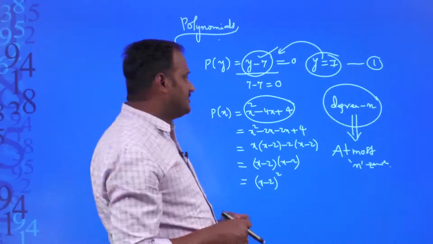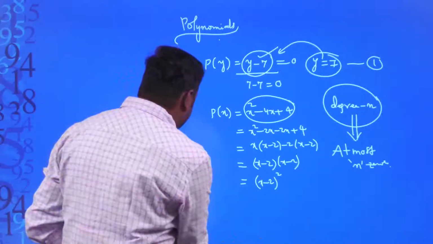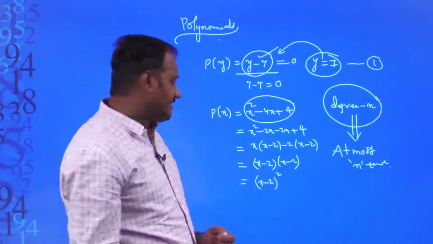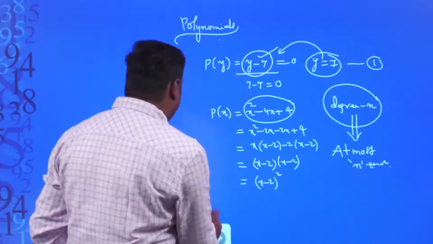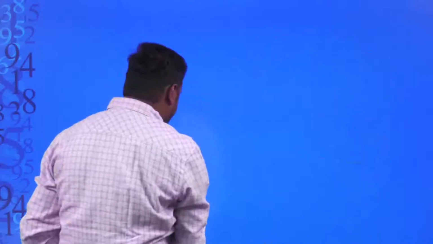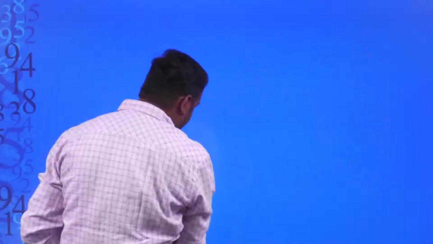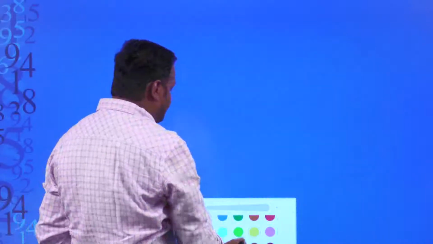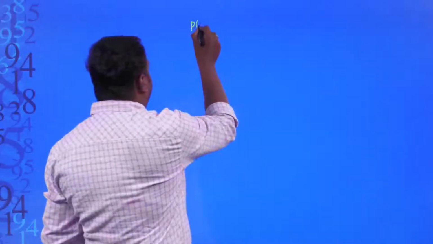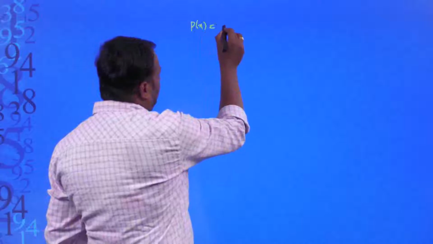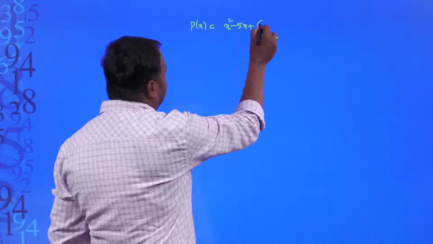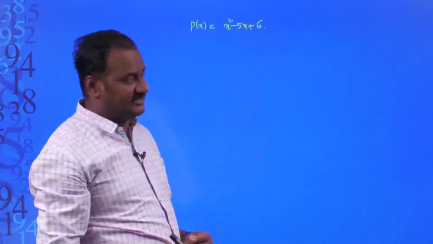Correct? Right. So, next we will try to understand about second degree polynomials, third degree polynomials and fourth degree polynomials in this class. Okay. So, let me take one second degree polynomial. What are second degree polynomials? If the highest power of any variable is 2, then they are said to be second degree polynomials. I am taking one second degree polynomial. Let us take p of x is equal to x square minus 5x plus 6. This is one second degree polynomial.